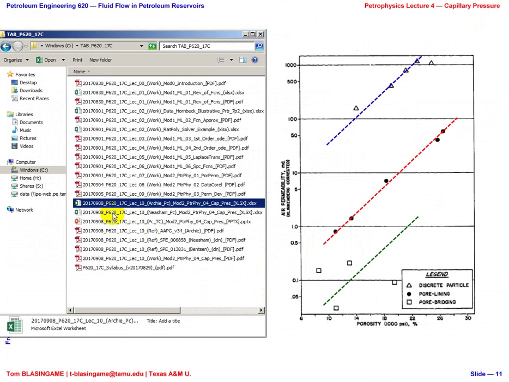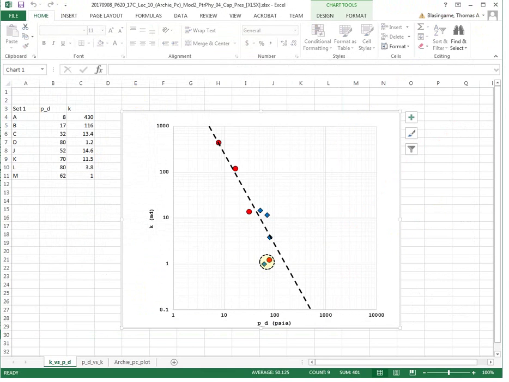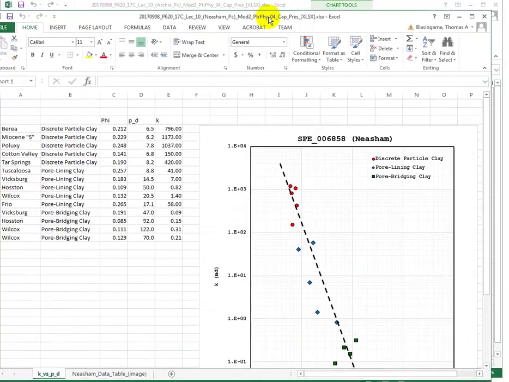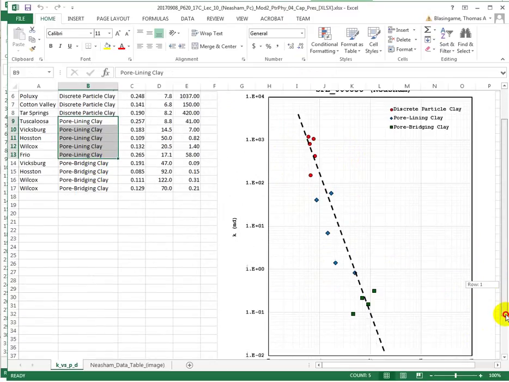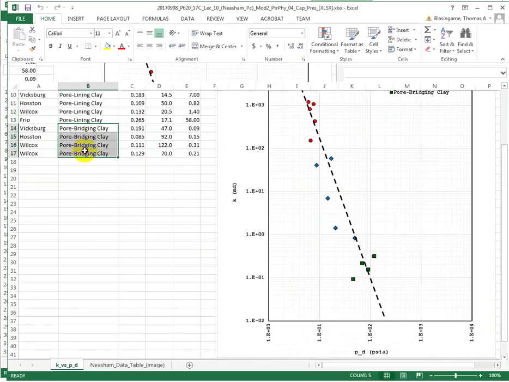Okay. And then if we come to the next one, which is the same data or the same work that we just saw a moment ago by Neesham. Let's see, I think I got the whole thing there. Yep. Okay, so the discrete particle is here, that's up here. The pore lining is here, that's here. And then the pore bridging is down here. So actually there's pretty good correlation. So if you were asking yourselves, can I correlate permeability with displacement pressure across a bunch of different types of rock, you can see that it does work. Again, this is just an exercise for discussion. Okay.